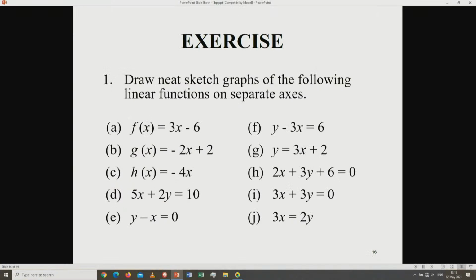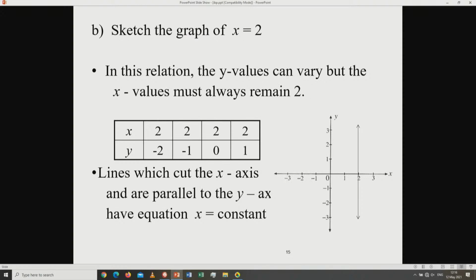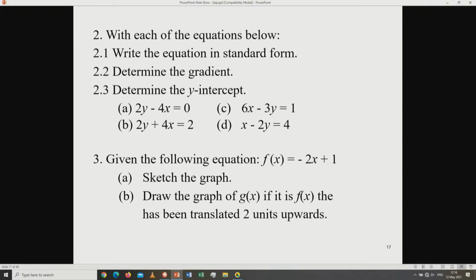Then from there, please make sure that you do B, you do C, you do D. Practice makes perfect. Very, very important. Okay. The other one says, with each of the following equations below, write the equation in the standard form and then determine the gradient and determine the y-intercept. Very easy to do. I will start first doing the first one. Then you will do the rest, just to show you how it's done.